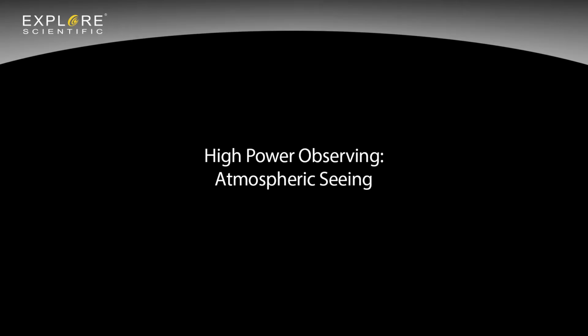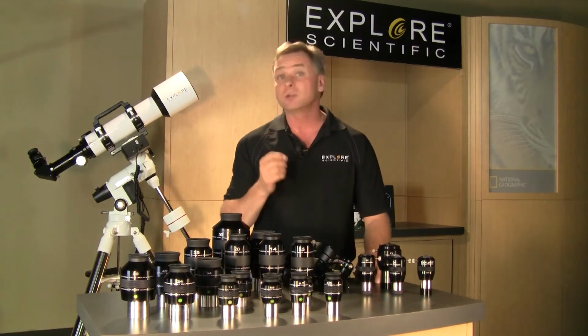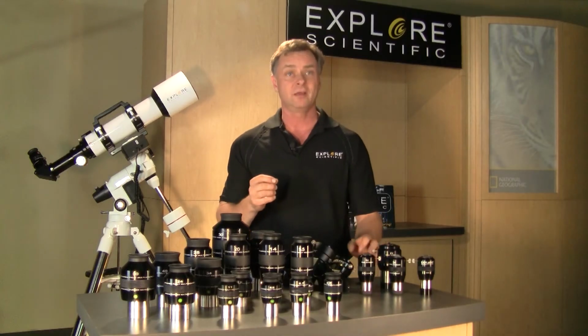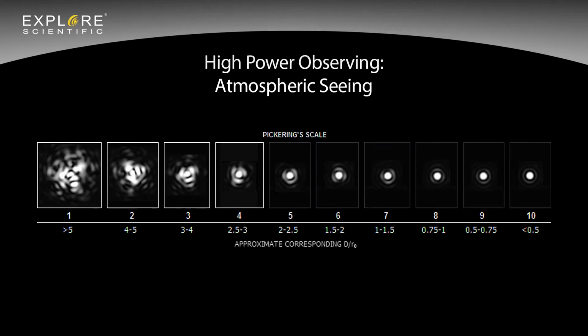Atmospheric seeing and the Pickering scale. The atmosphere can be very turbulent, called bad seeing, to perfectly calm, called perfect seeing. Turbulence in the air causes stars to scintillate or twinkle. Viewing conditions with bad seeing, 1 to 4 on the Pickering scale, distort images of stars, planets, and even the moon. This distortion looks much worse with larger aperture and higher magnification.